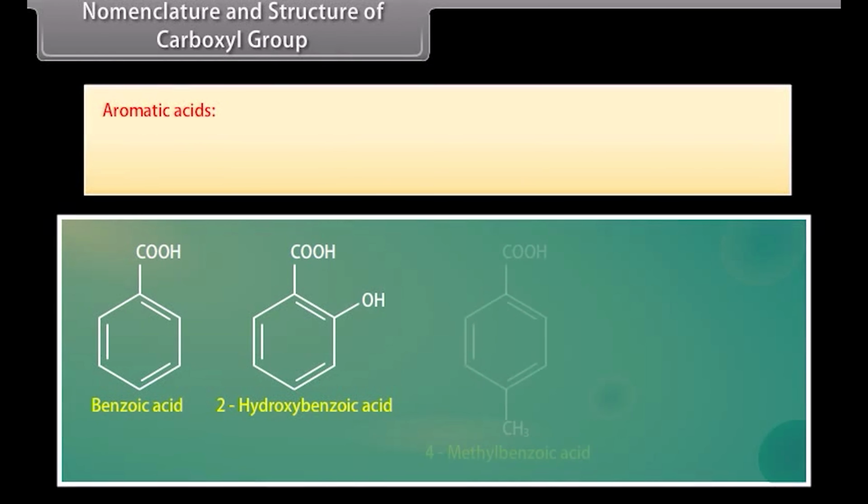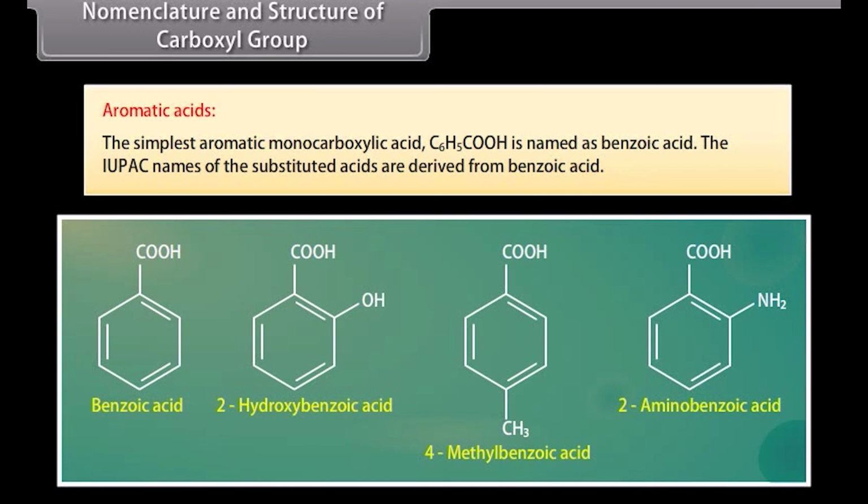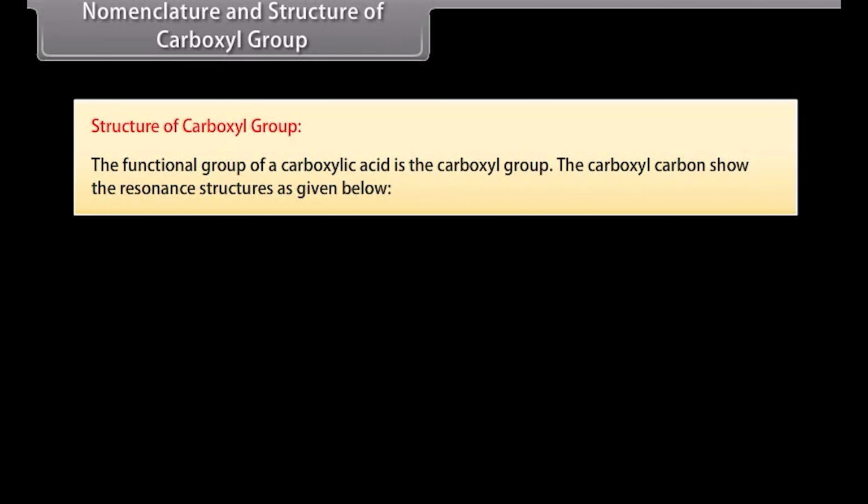Aromatic acids. The simplest aromatic monocarboxylic acid, C6H5COOH, is named as benzoic acid. The IUPAC names of the substituted acids are derived from benzoic acid. Nomenclature and structure of carboxyl group. Structure of carboxyl group. The functional group of a carboxylic acid is the carboxyl group. The carboxyl carbon shows the resonance structures as given below.